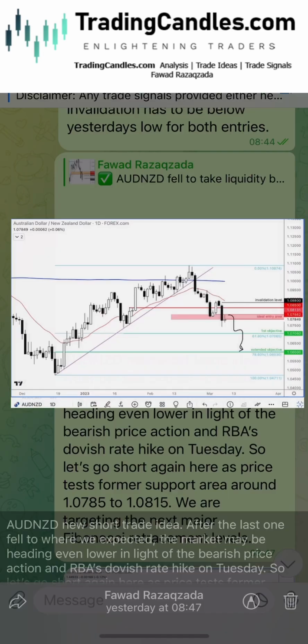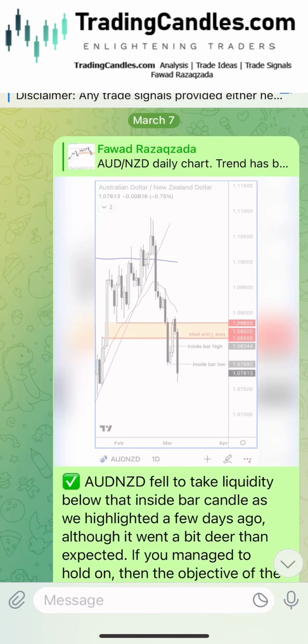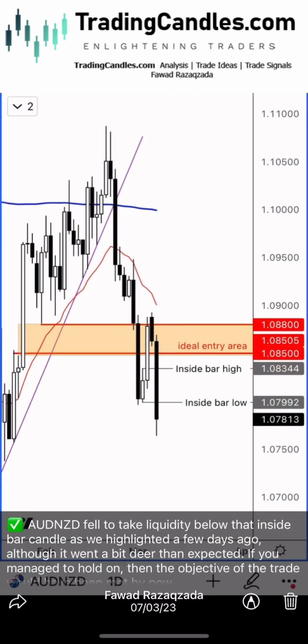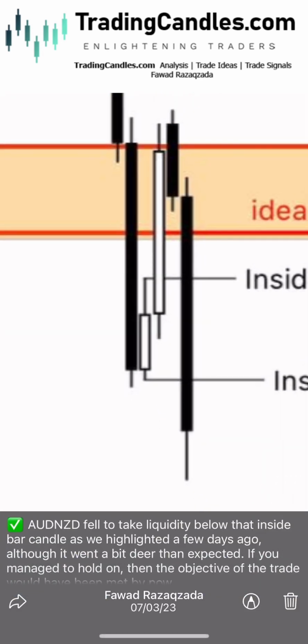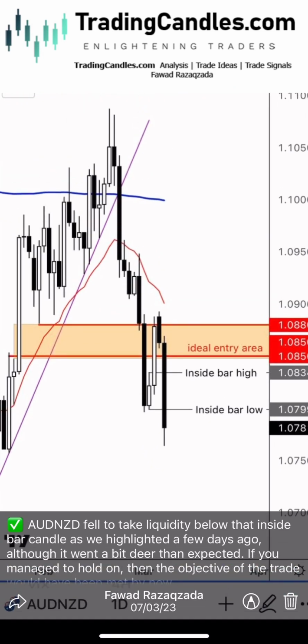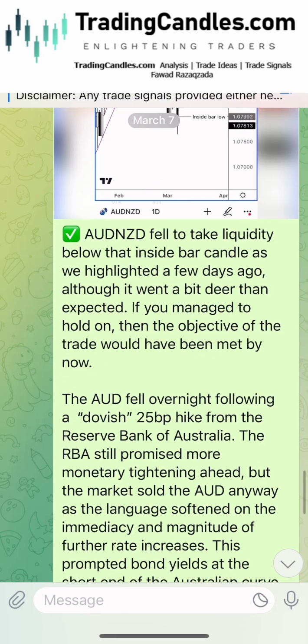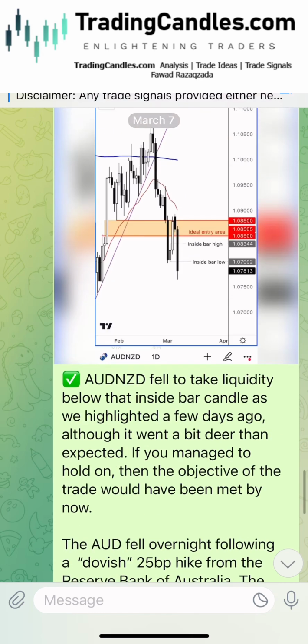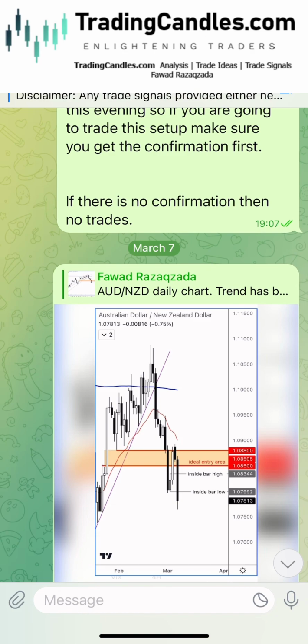Aussie Kiwi was another one that worked out nicely for us. I talked about this in a video a few days ago. Specifically, it was about this inside bar candle, right? And how I trade the failure of that formation. Anyway, it fell because of the RBA providing a dovish 25 basis point hike in midweek, which caused the Aussie to weaken across the board.